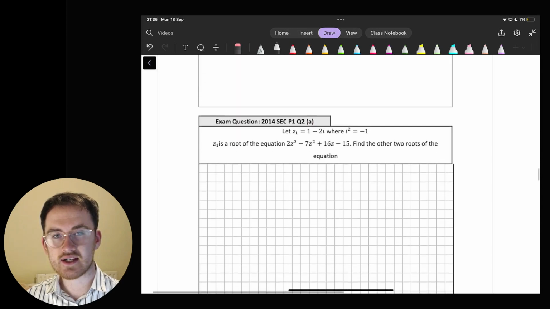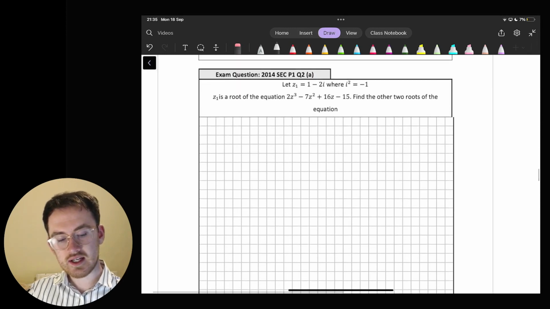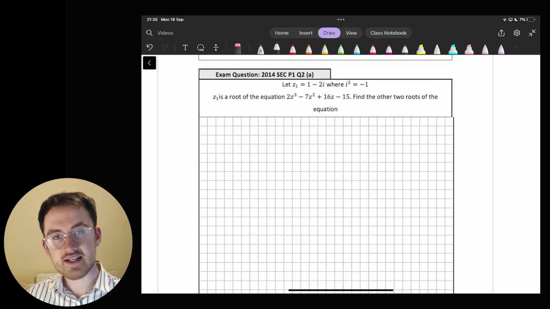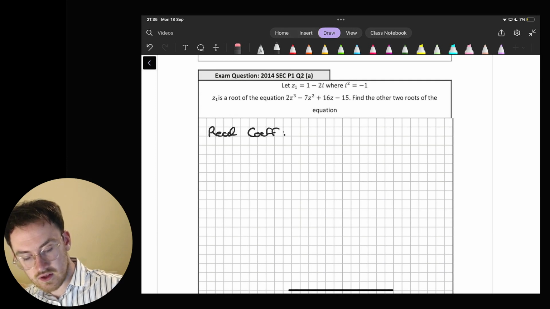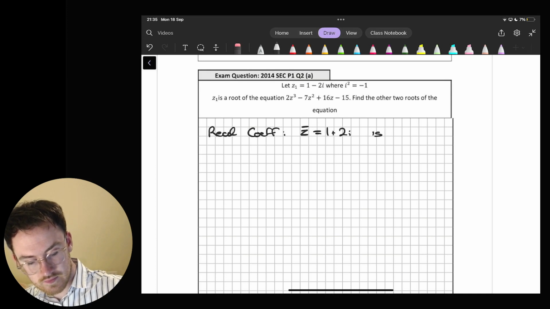So let's look at this first one here. z1 is 1 minus 2i, and z1 is a root of this equation. Find the other two roots of the equation. So we can say that we have real coefficients, which means that the conjugate, 1 plus 2i, is a root.